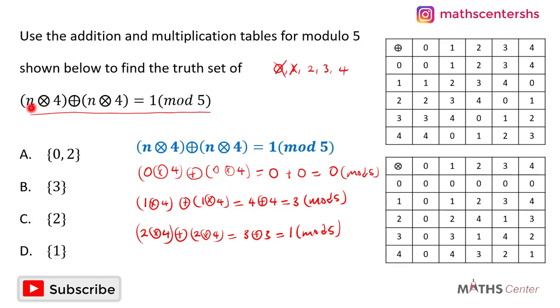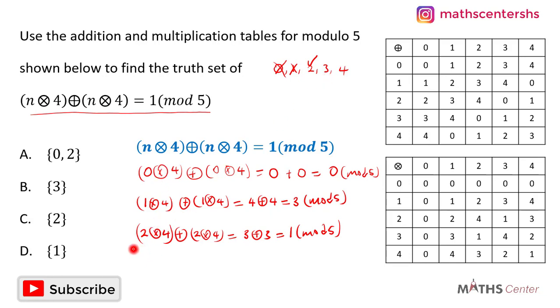From our equation, n times 4 plus n times 4 will give us 1 in mod 5. And as you can clearly see, when n is equal to 2, this equation will be satisfied because, as we have seen from here, 2 times 4 plus 2 times 4 will give us 3 plus 3, which is 1 in mod 5. So it means that 2 will satisfy this equation. Let's consider the next number, which is 3.